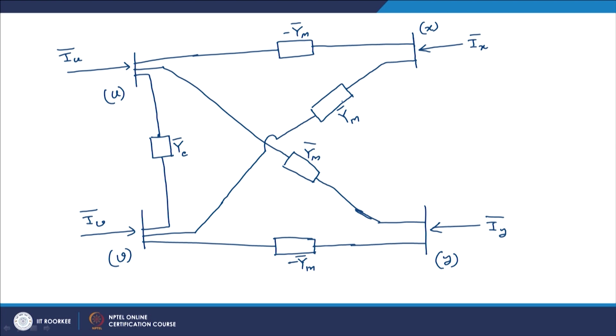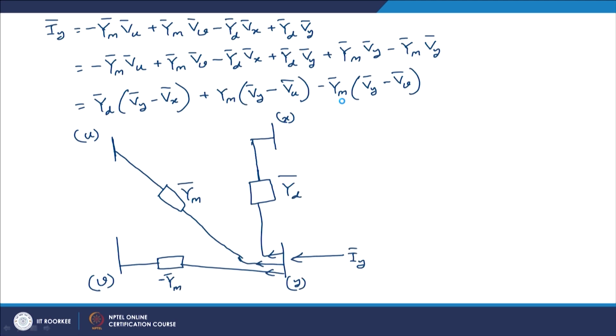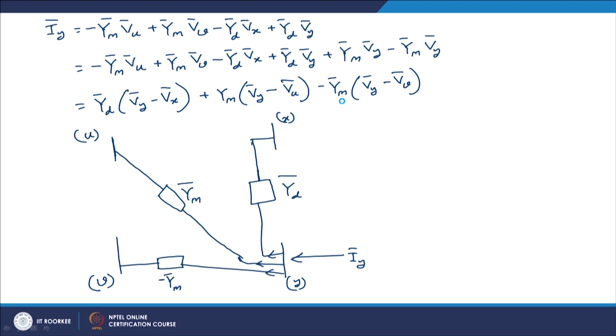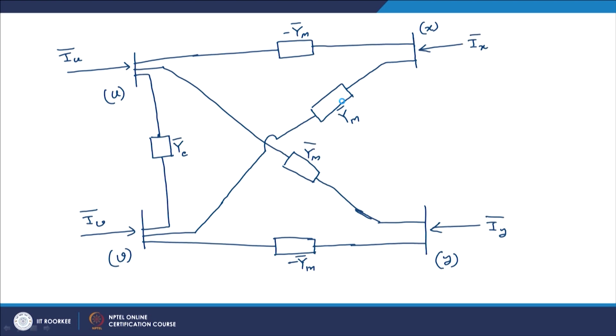So, we have put the second circuit. Let us go to the third circuit corresponding to Ix. For Ix there is an element Yd between X and Y.